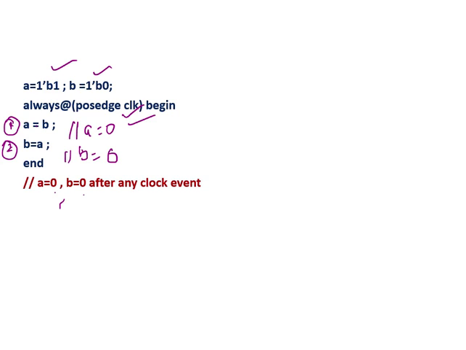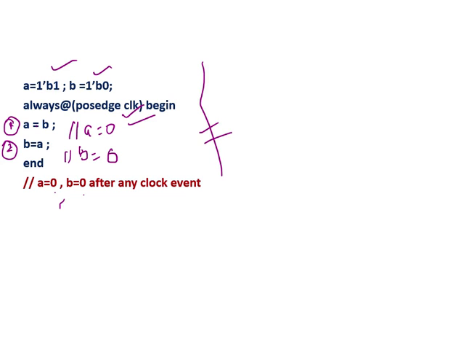But this is what happens when we use blocking assignment. That's why it is strictly advised not to use blocking assignment in sequential design. This is sequential design, right? Always at the positive edge of clock, a equal to b, b equal to a, this is blocking assignment we are using, and normally in sequential design we don't use blocking assignment.